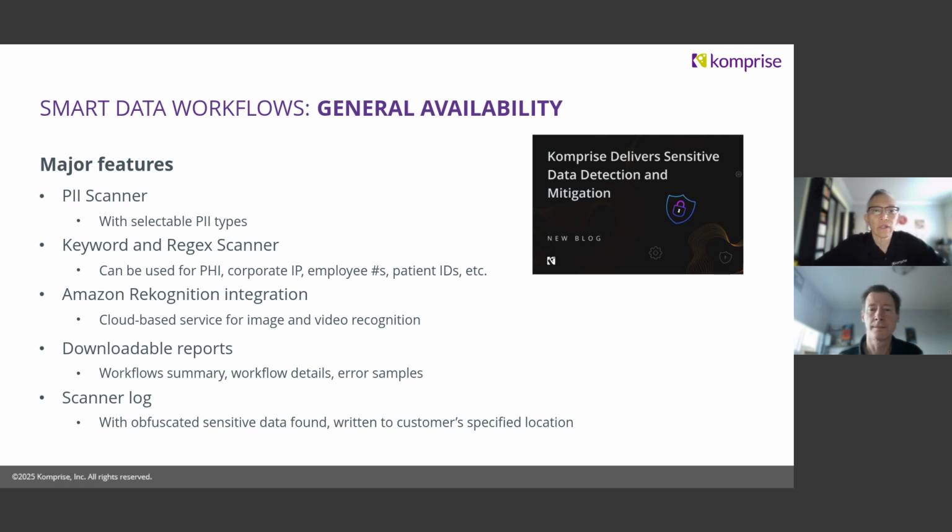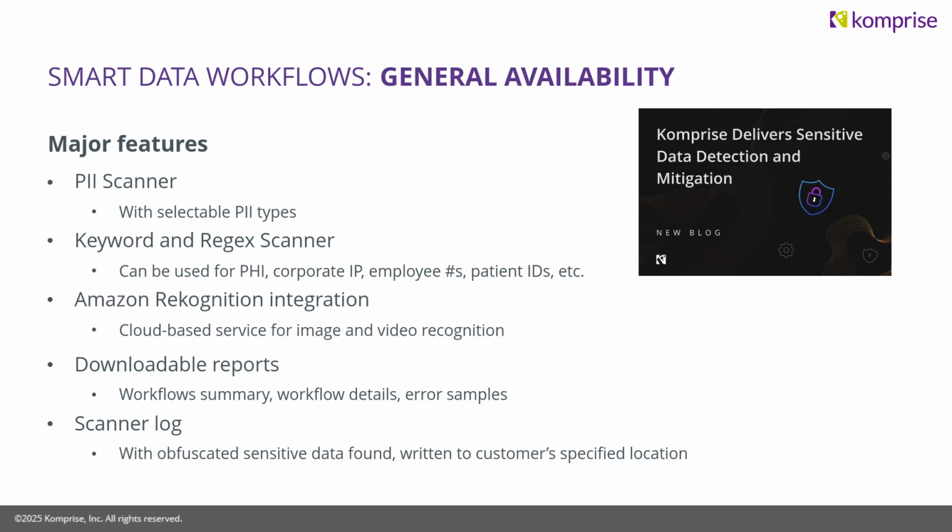So we have what we call a PII scanner. PII is personally identifiable information, or in the UK, the EU, and the rest of the world, they call it personal data. We have a scanner that can find sensitive data within your documents. Note, this is a bit different for Komprise. Up till now, we've always looked at metadata of your data, and now we're actually going to crack open files and look inside files to help you find sensitive data. So we have a PII scanner with multiple predefined types that you can select from.